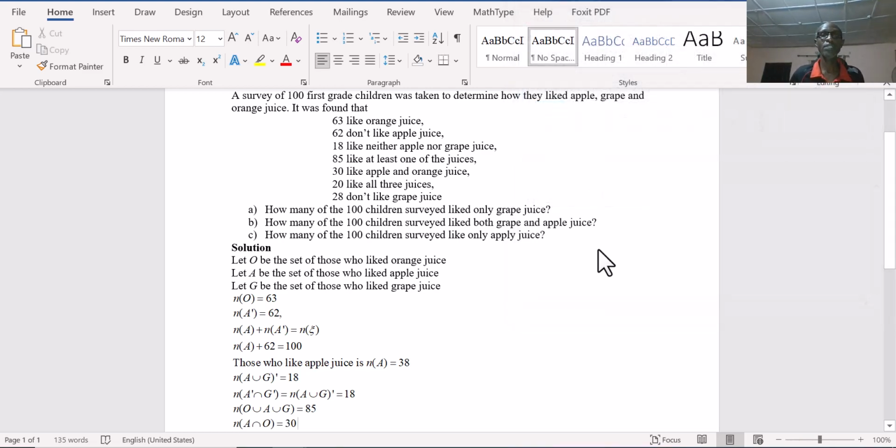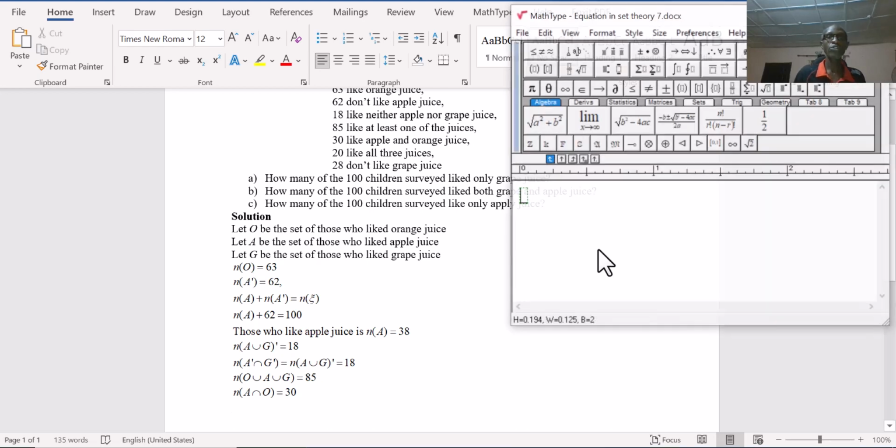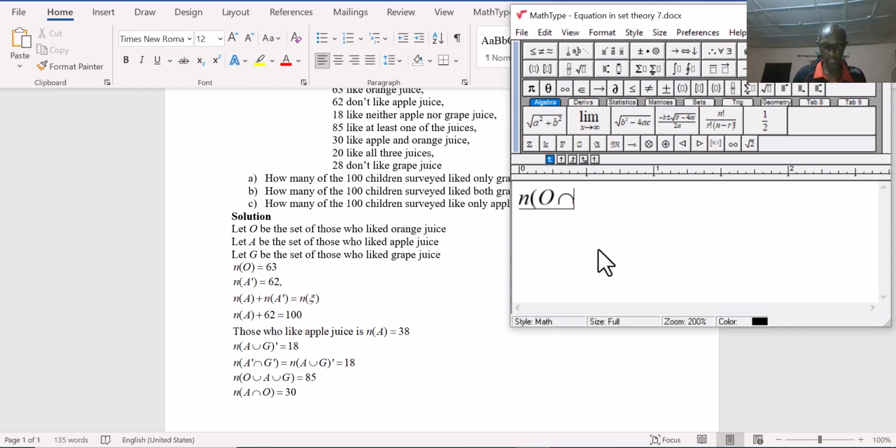So we have written that. The next statement is 20 like all the 3 juices. Those who have similarity, they have something they share in common, and those two share all the 3 together. The 3 peculiar juices, they love the 3 peculiar juices. That peculiarity is that they are 20. So we have N of O intersection A intersection G is equals to 20.